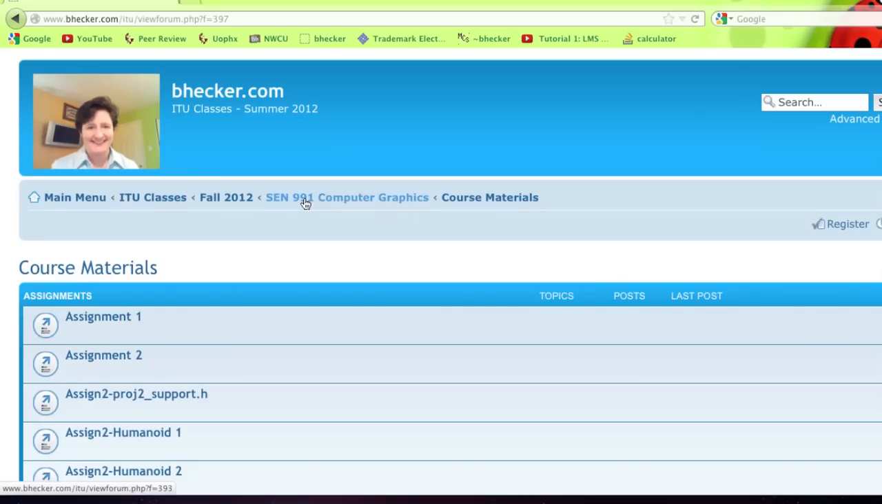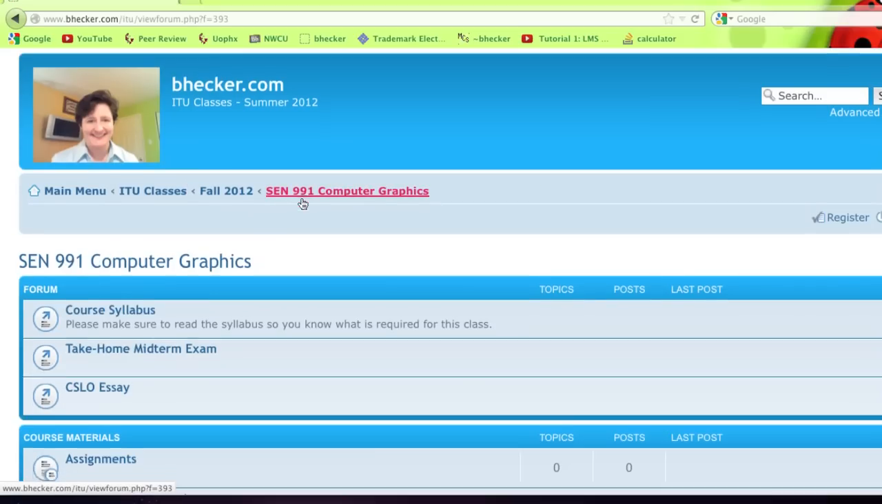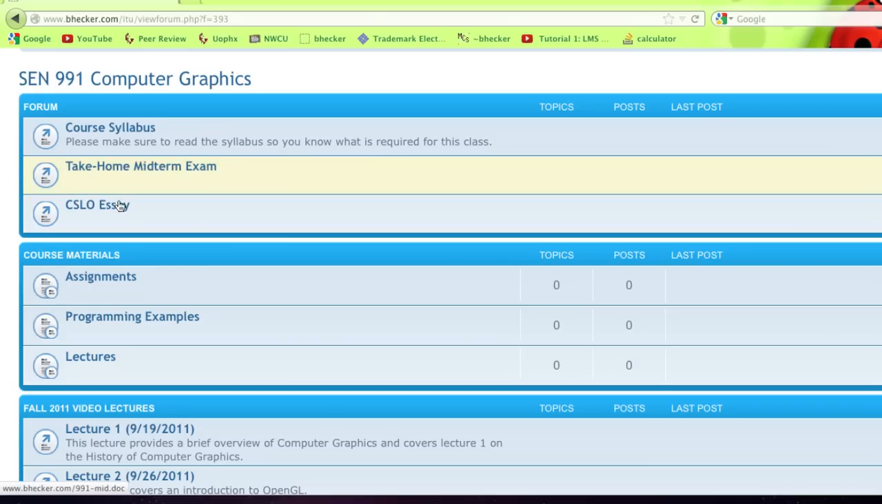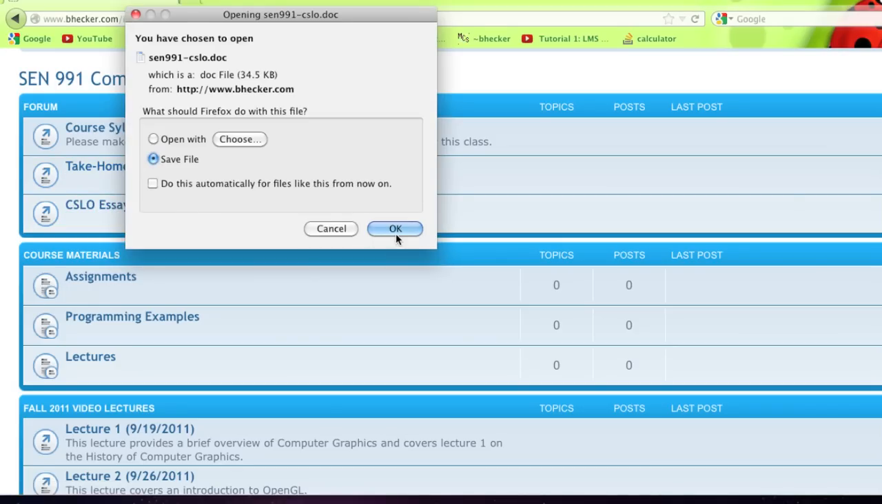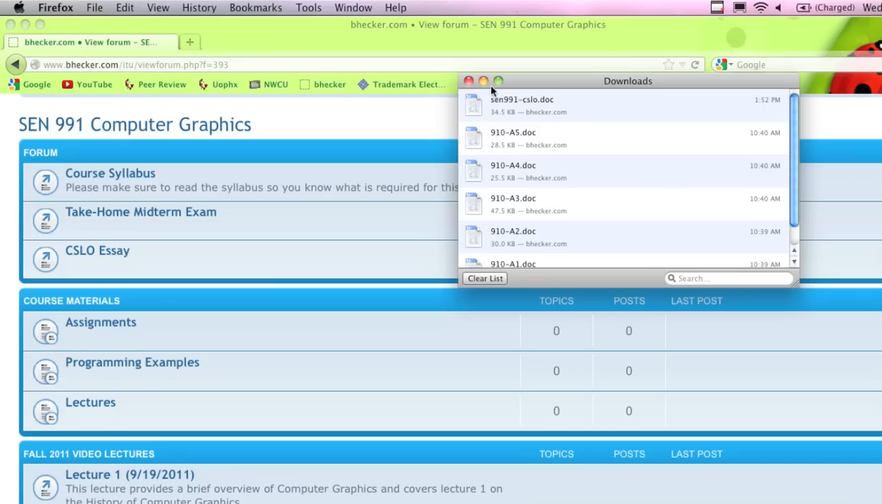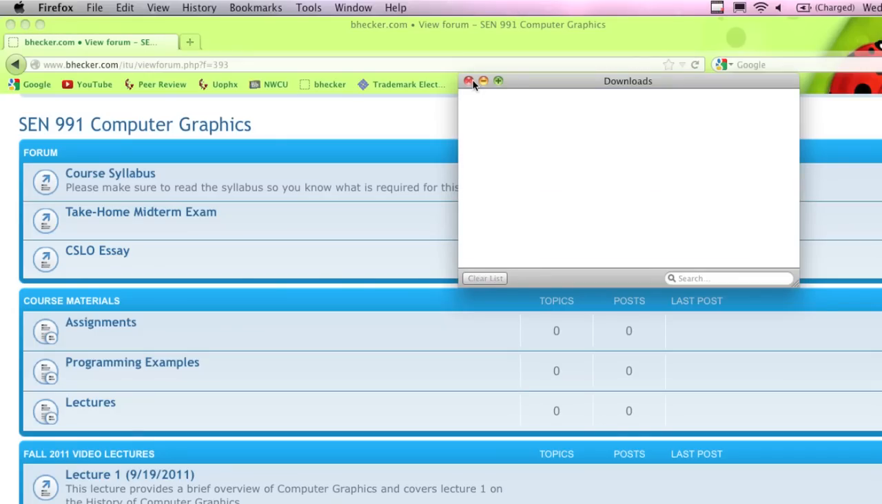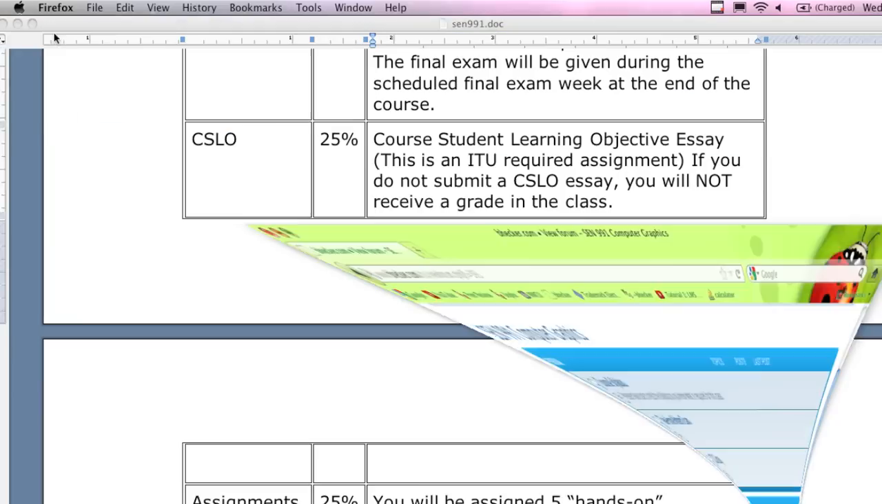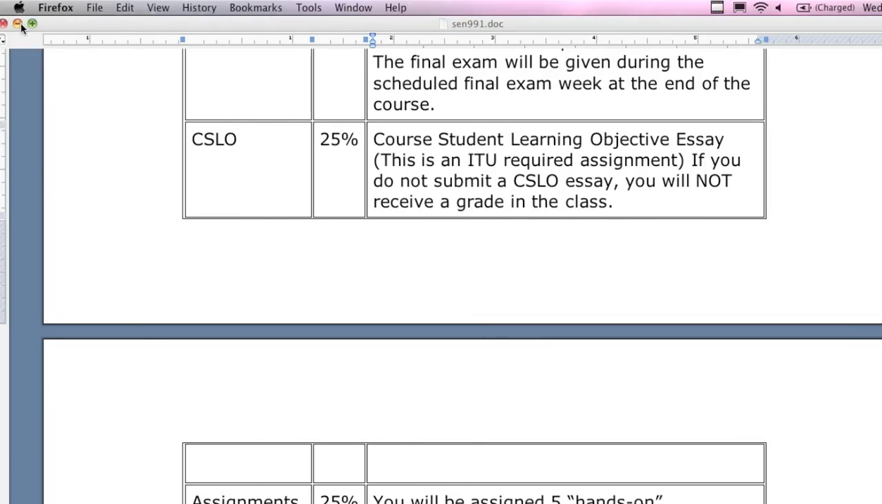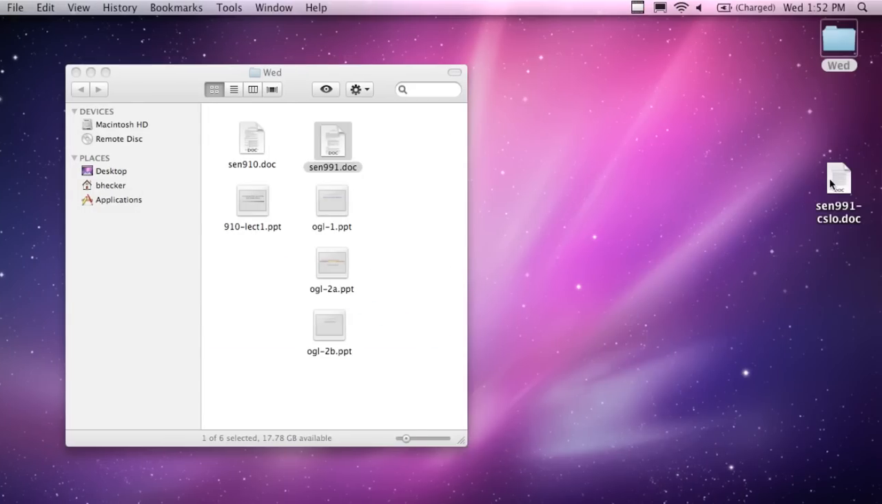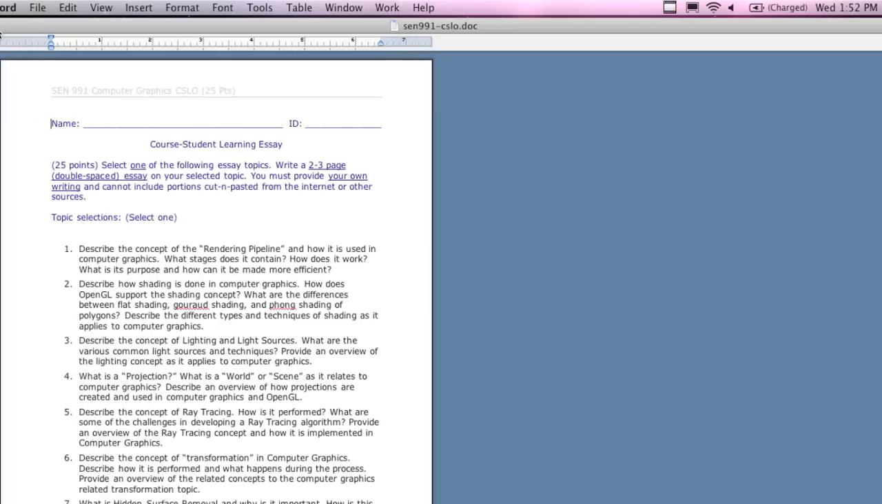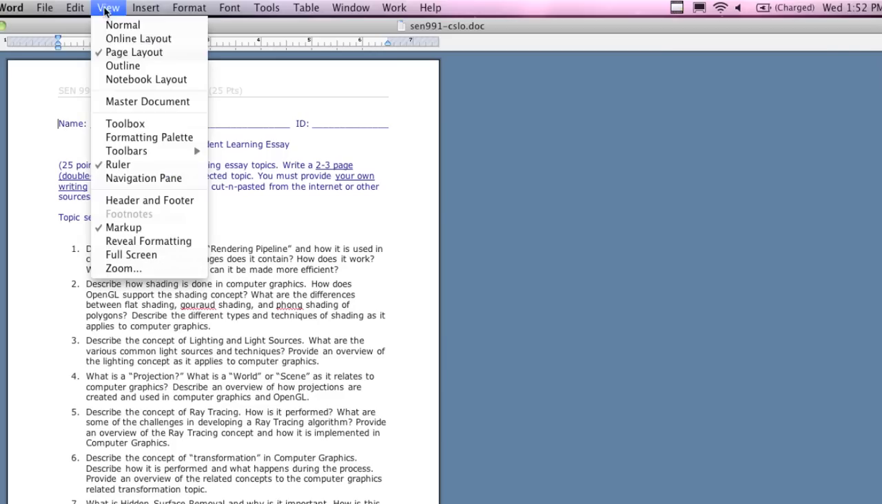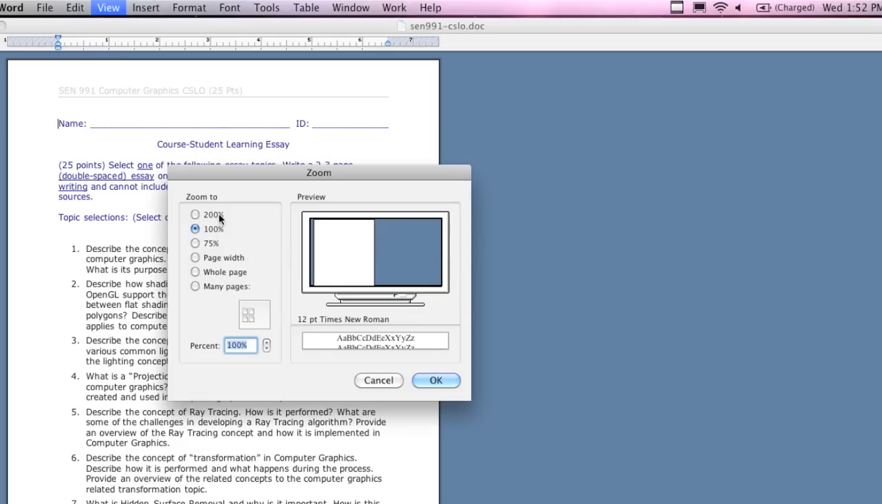I have to take a look at the topics, so I might actually have to adjust it. And we also have a take-home midterm. I'll look at that in a few minutes as well. But the CSLO, let's talk about what that is. Here it is. What is a CSLO? Well, let's see. Zoom this in a little bit.